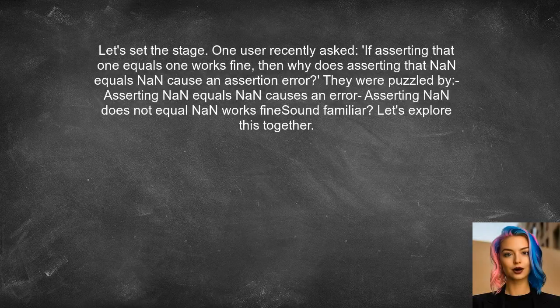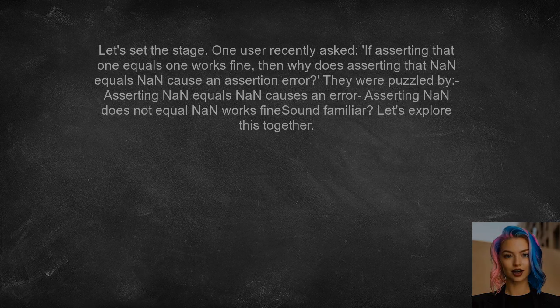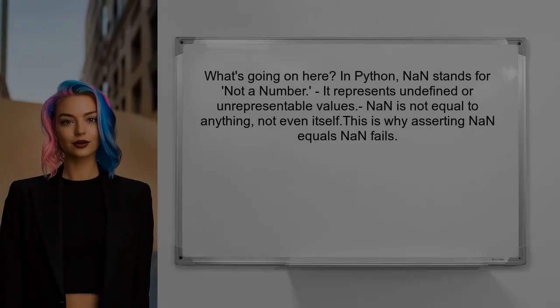Let's set the stage. One user recently asked, if asserting that 1 equals 1 works fine, then why does asserting that NaN equals NaN cause an assertion error? They were also puzzled by the fact that asserting NaN does not equal NaN seems to work just fine. Sound familiar? Let's explore this together. So what's going on here?